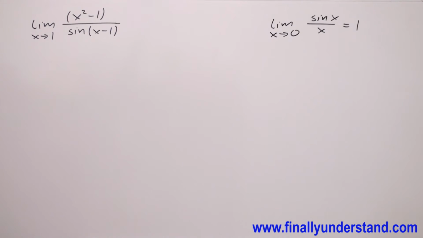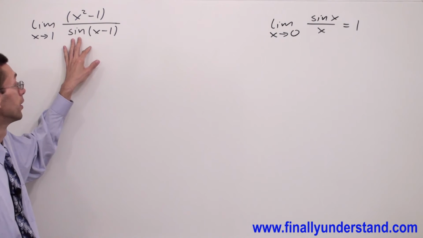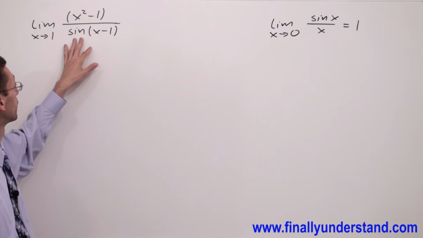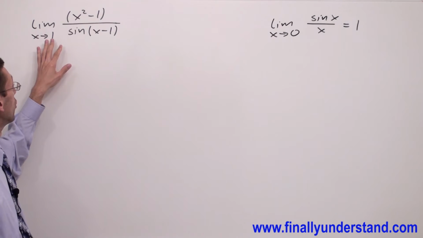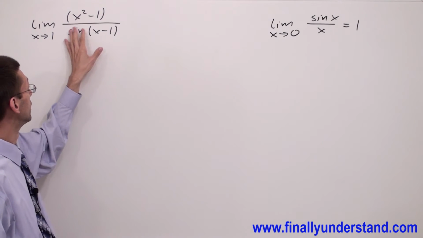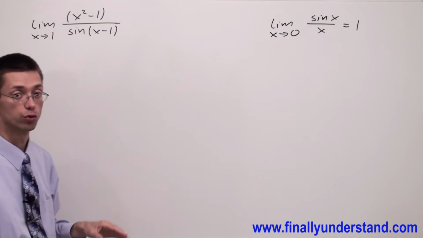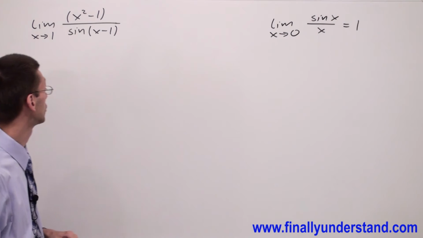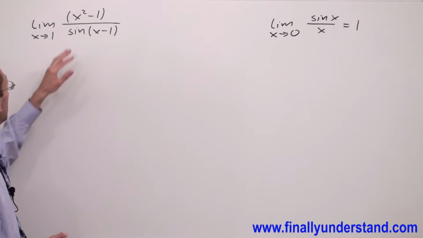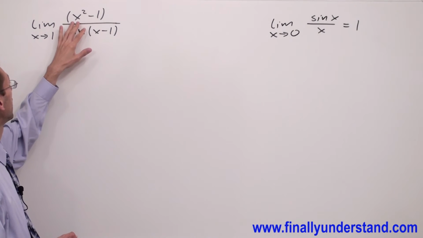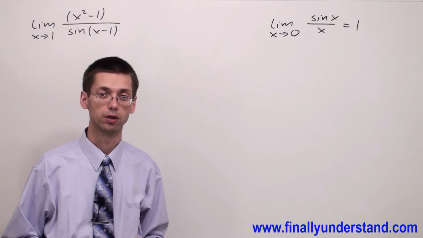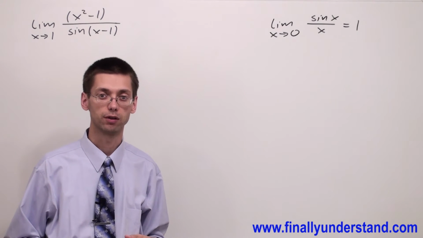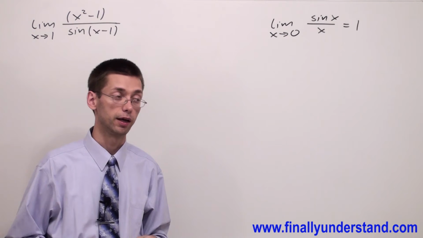We have another example on the board. Please notice that in the denominator we have sine of x minus 1, and x is going to approach 1, so the denominator is going to approach 0. If you look at the numerator, I have x squared minus 1. If x is approaching 1, 1 minus 1 is going to give me also 0. 0 divided by 0, we do not want to have that situation.